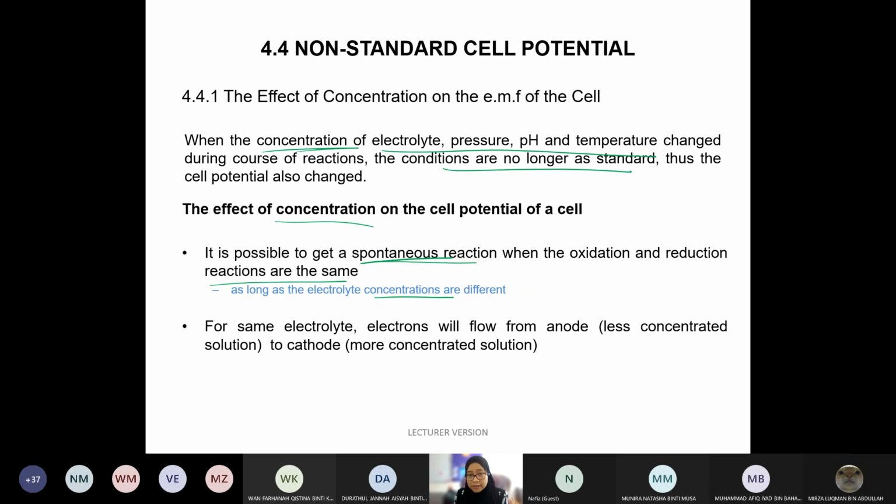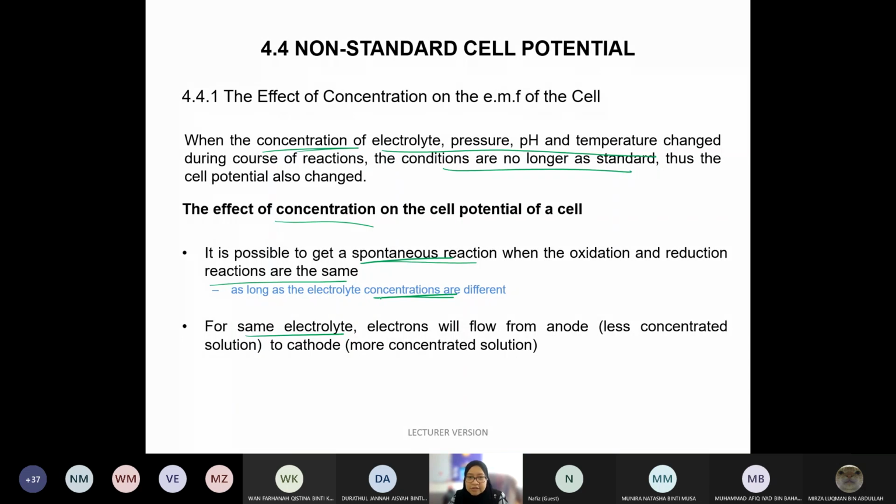Tapi macam mana kita nak bagi dia flow juga? Kita nak the electron flow from one side to the other side. Ada satu cara. We have to vary the concentration. Okay, we will look into that later in a bit. For the same electrolyte, that means it has the same electrolyte, like I've said just now. Electron will flow from the anode, which is the less concentrated solution, to the cathode, which has the more concentrated solution.